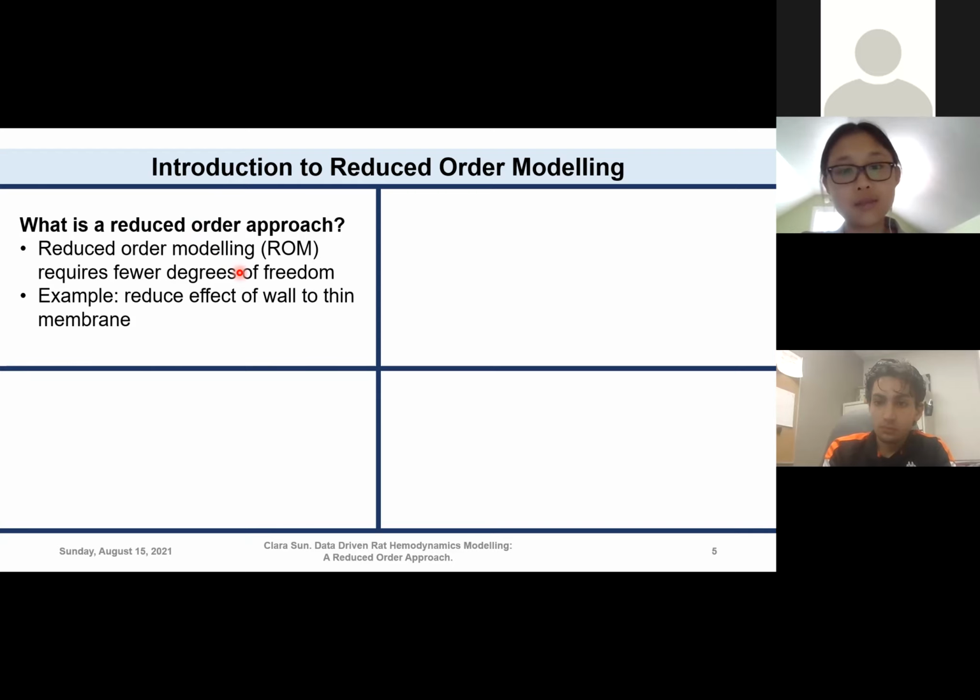So the linear systems that must be solved in each iteration are smaller as well. To put things into perspective, degrees of freedom for infinite elements can be very large, in the order of tens to hundreds of thousands, whereas in ROMs, we may only need a few hundred functions to maintain accuracy. One example of a reduced order approach is modeling the effects of blood vessel structure on blood movement. In this case, a reduced order structural model would reduce the effect of the vessel wall to a thin membrane.